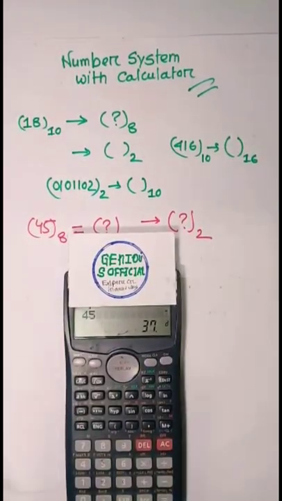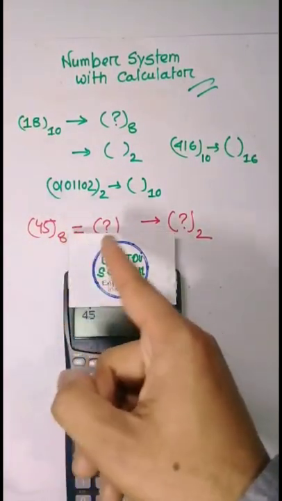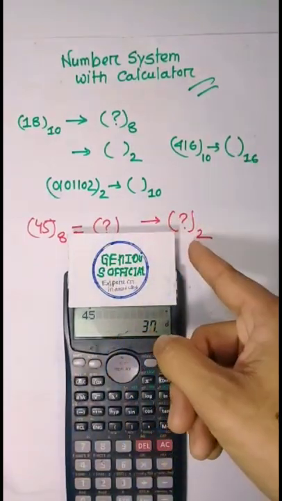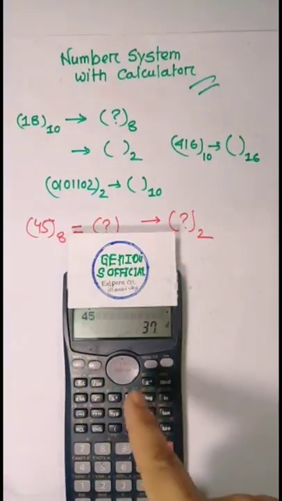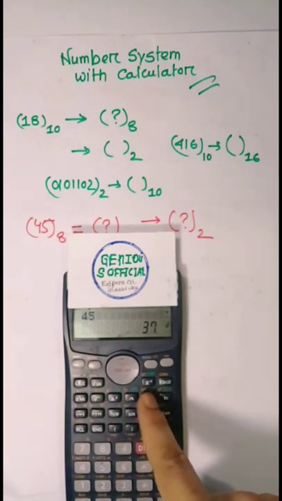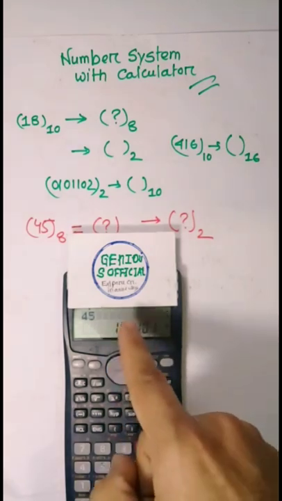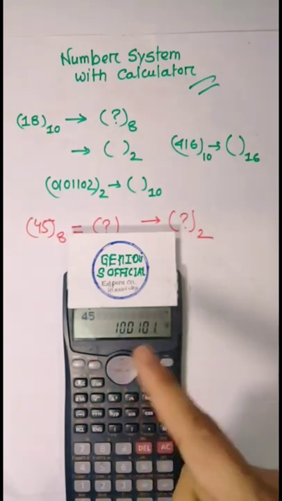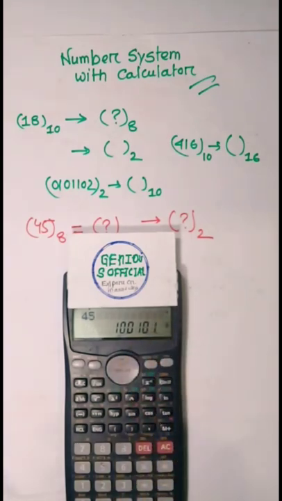Now you can see another example. This is 45, converted to a binary number. Okay, 45, B for binary. Tap BIN for binary. This is the binary value 100101. So this is the procedure for converting different types of number. We can convert any different type of number.